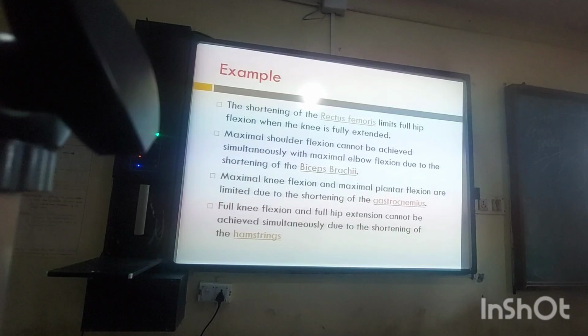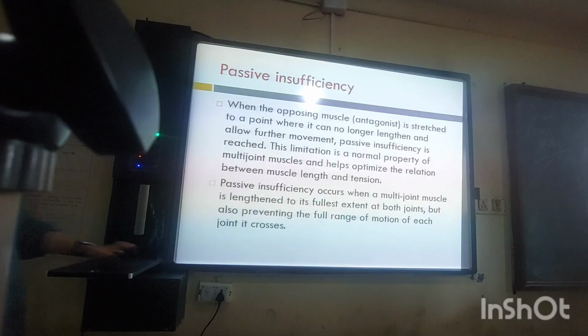Yes, we have talked about rectus femoris. We have also talked about biceps. We discussed this just now. And gastrocnemius and soleus, where maximum knee flexion and maximum plantar flexion are limited due to shortening of gastrocnemius. It is responsible for both knee bending and plantar flexion. Fine. And the hamstring muscles. We need not read this.